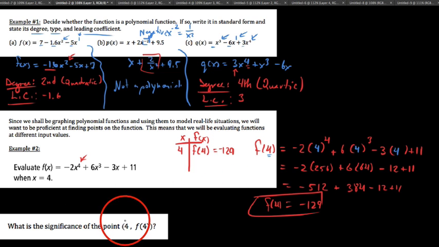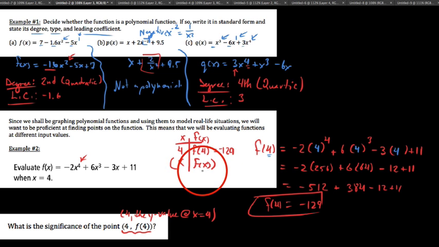So one important question here is, what is the significance of this point? 4 and then f of 4. And really what we could say is that the significance of this point is it's really 4 and then the y value at x equals 4. And so we could say that every point on the graph really is given by some x and then some f of x, and that's the ordered pair that we're going to get there.